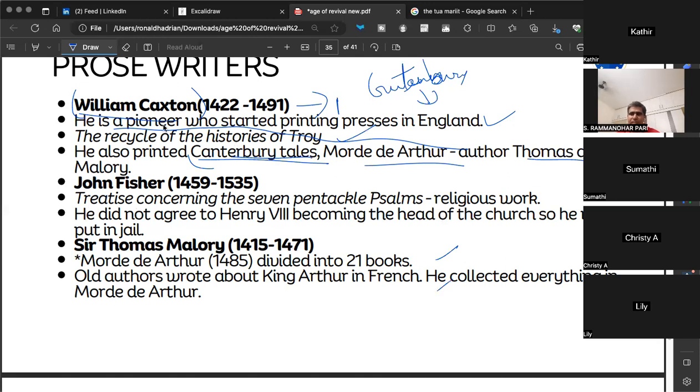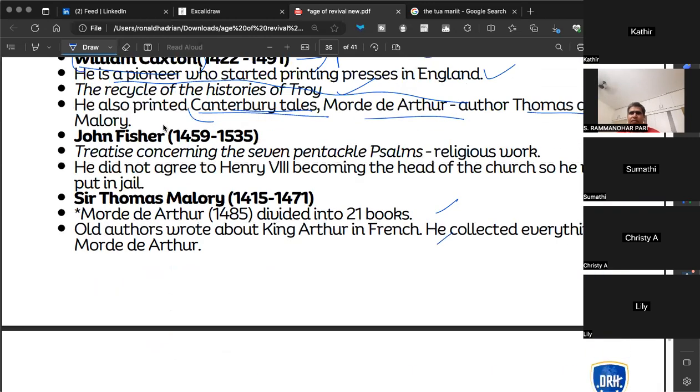And John Fisher, I think that's the last author. John Fisher, Treatise Concerning the Seven Penitential Psalms. So a religious work, remember this. And he also was put in jail because he did not agree with Henry VIII becoming the head of the church. John Fisher.